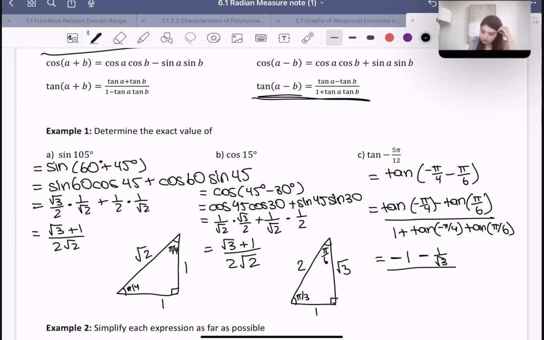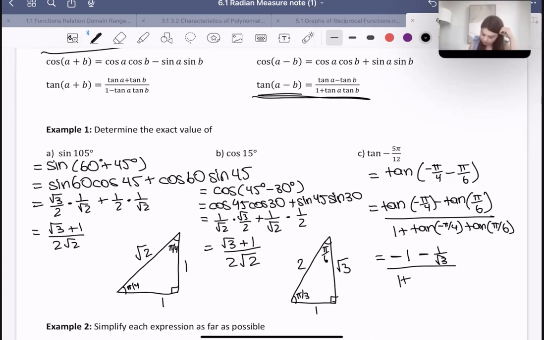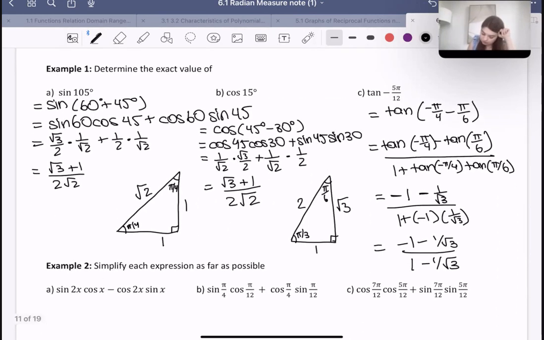And then we're going to have over 1 plus tangent of negative pi over 4, which we already answered that was. We said it was negative 1. And then tangent of pi over 6, which again, we already answered what that was. We said it was 1 over root 3. So our answer is negative 1 minus 1 over root 3 over 1 minus 1 over root 3, which is negative root 3 minus 1 over root 3 minus 1. And there we go. Awesome.